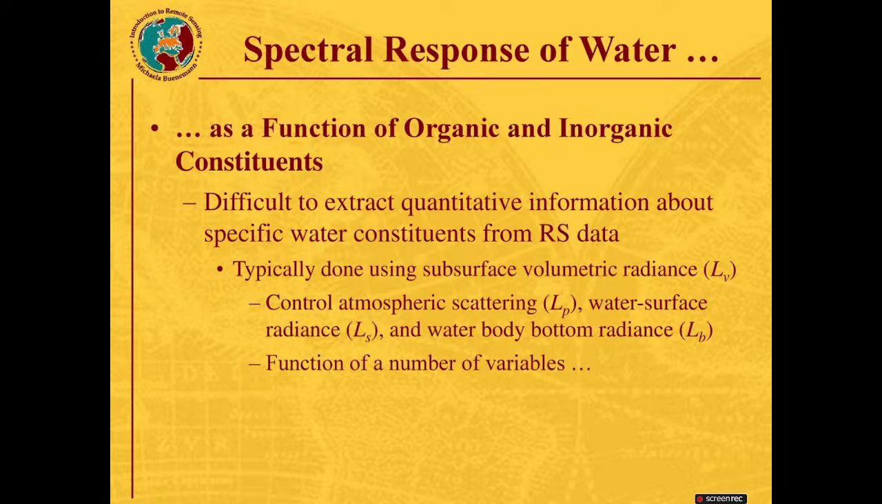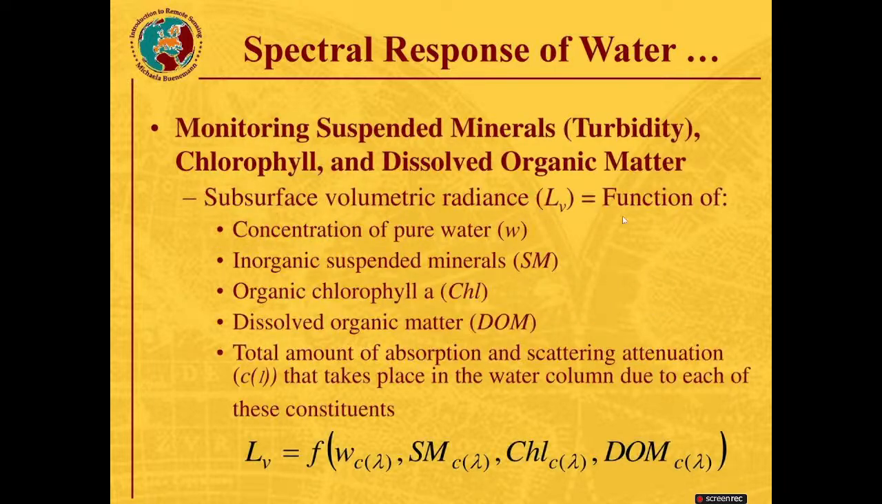So mainly we do this using the subsurface volumetric radiance. We already talked about the total radiance. Another radiance is the subsurface radiance, LV. It is mainly controlled by the atmospheric scattering, LP, the water surface radiance, LS, and the water body bottom radiance. So it is a function of a number of variables, and you can see we create an equation like this.